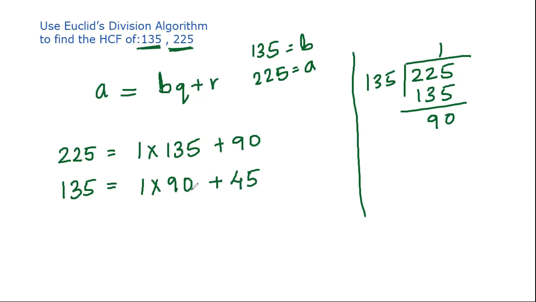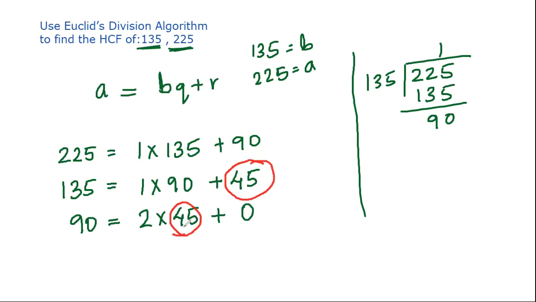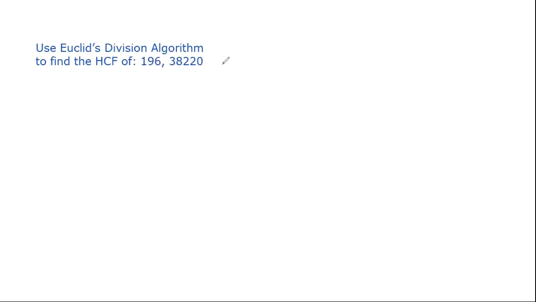Next step, we are taking 90 as dividend and 45 as divisor. So we can write 90 is equal to 2 times 45. Exactly 2 45s are contained in 90, so nothing will remain. The remainder is 0. So here we can see that the last non-zero remainder, or the last divisor, is 45. That is the HCF. So we can write the answer: HCF is equal to 45.